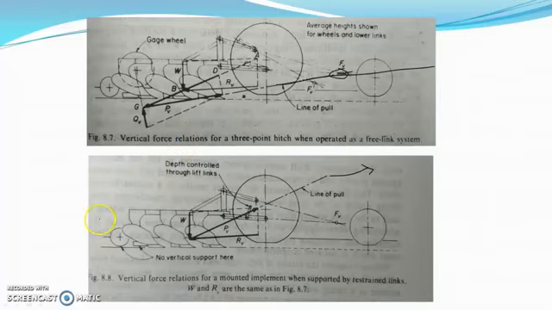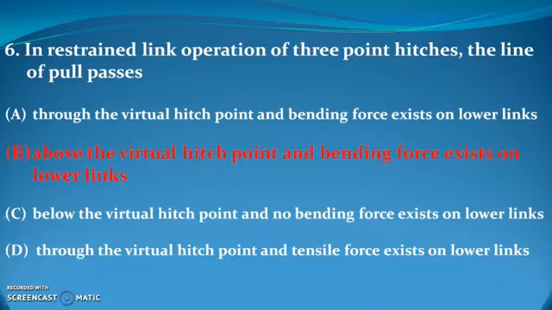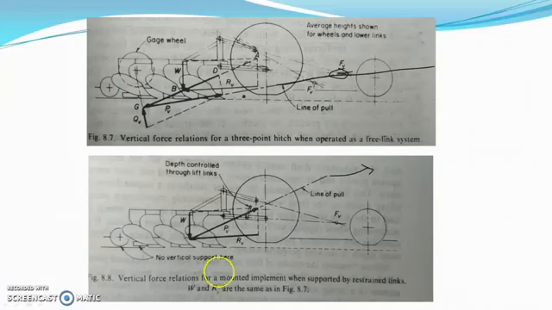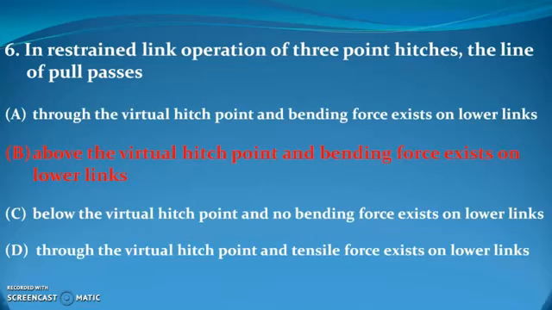Definitely, bending force will be there because it tries to compress. So the upper link, lower link will be having bending. It will try to bend. You can see. So if you analyze properly, you can find out the answer. So you should remember this. This is a very important one. Maybe next GATE may come also.